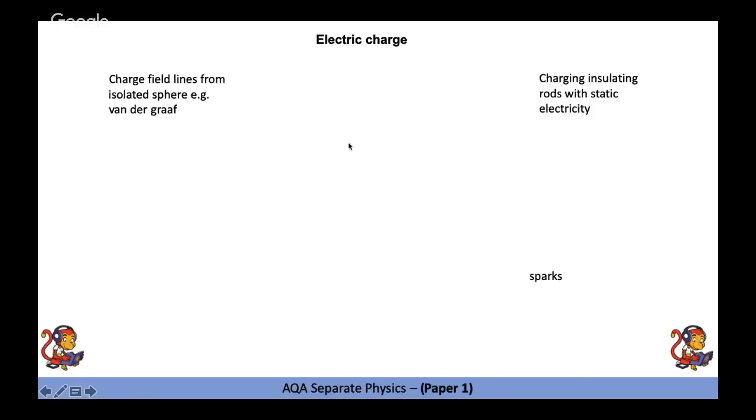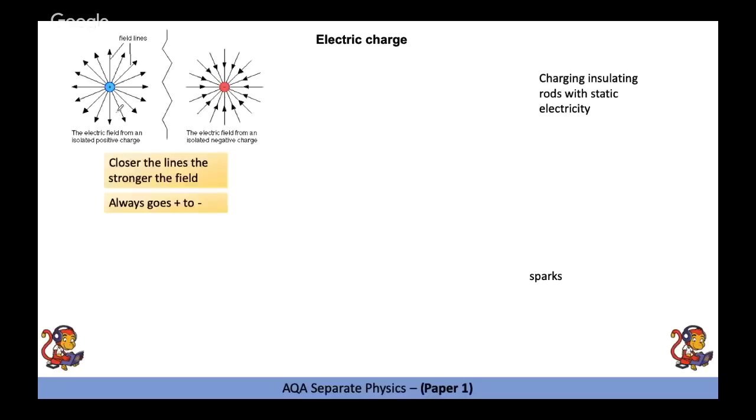Okay, electric charge. So right at the end of the electricity topic is this small part on static electricity. And the first part is the charge field lines from an isolated sphere. Isolated just meaning a sphere on its own, like a Van de Graaff generator. So here we go. Here's a diagram showing us 2 charged spheres. They could be positively charged or negatively charged. That's the bit in the middle.